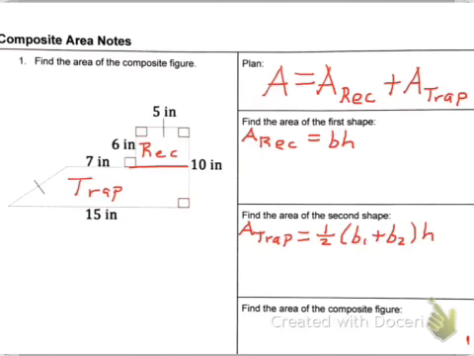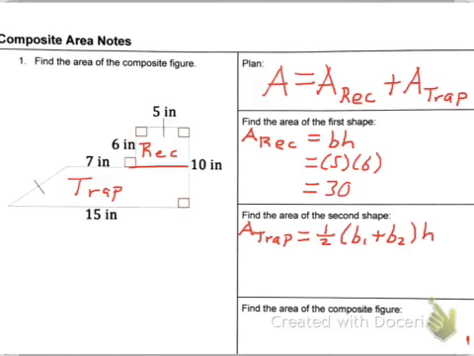So our first step is to find the area of the rectangle. That one's pretty easy at the top here. It looks like the rectangle, the base would be 5 and the height would be 6. So I'll plug those into my area formula for a rectangle and I get 5 times 6. 5 times 6 is 30.